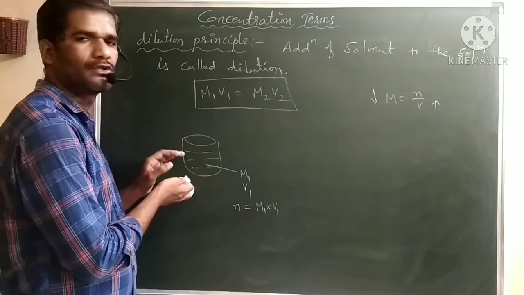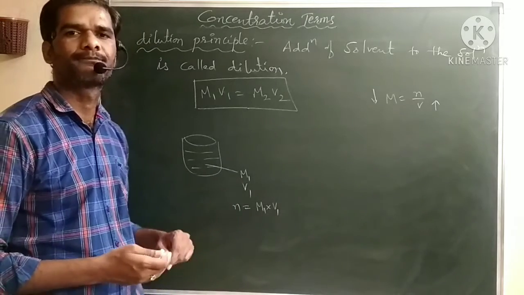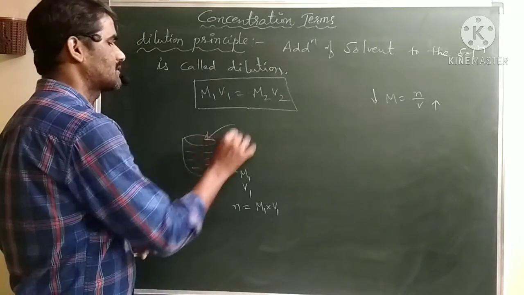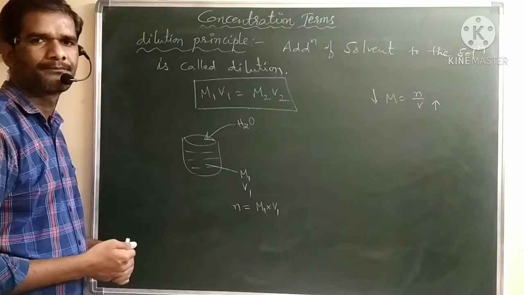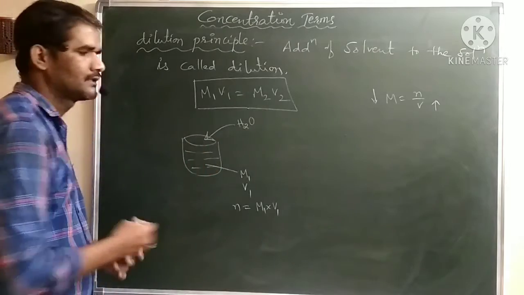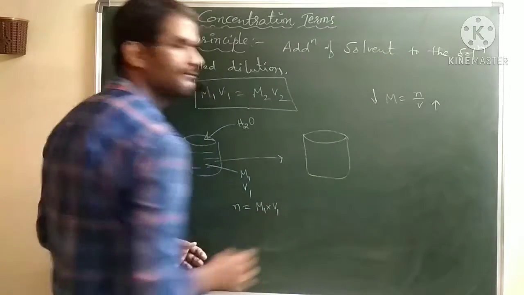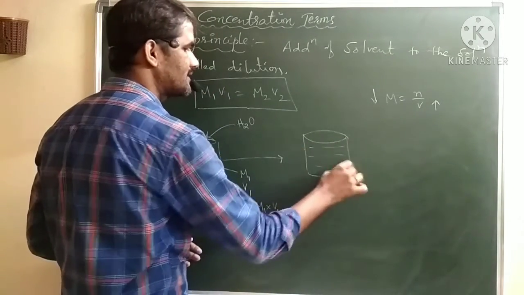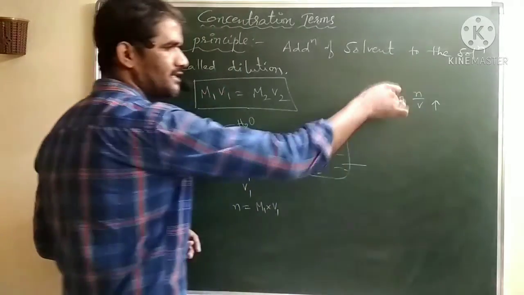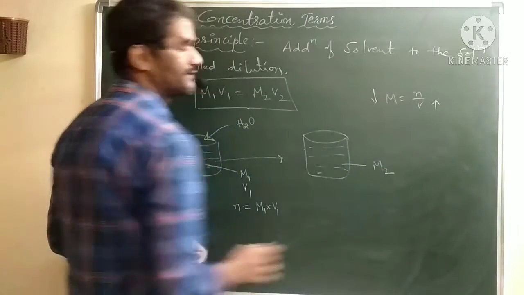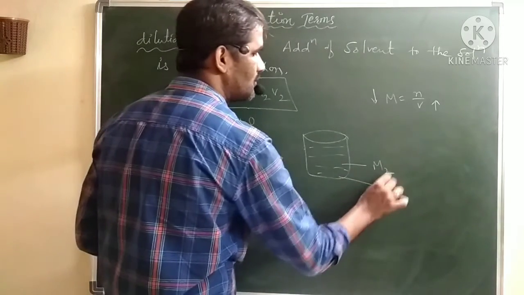So whatever the amount of solute present in the solution is M1 V1. And to this solution we are adding some amount of solvent. Let us assume most of the time we will use water. Then if we add water, what happens? It will change to the new solution. Then the volume will increase compared to the initial volume. Then if volume changes, again molarity would also change. Let us assume the final molarity is M2 and the final volume is V2.